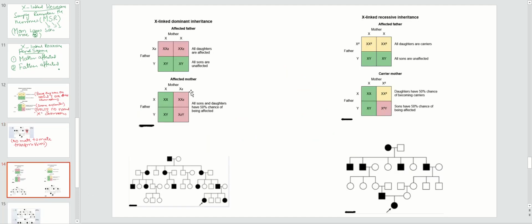This slide I especially made. You can see that the Punnett square is made the same way, but the only thing you have to pay attention to is that in dominant inheritance, all daughters are affected. If the father is affected, he has all the daughters affected, while the sons are unaffected, and an affected mother has a 50% chance of having affected children because it is a dominant inheritance. In this pedigree, this is the father, and all daughters are affected.